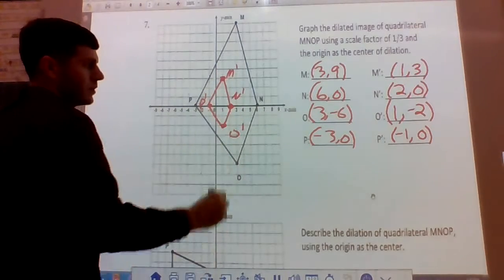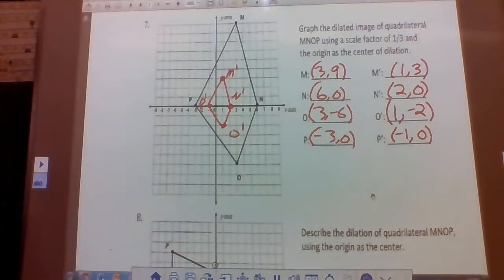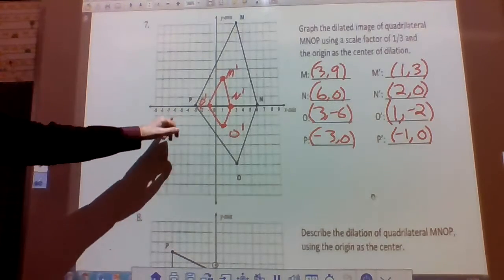So we can connect our points. And all those points are going to be 1/3 as far from the origin as they were in the original quadrilateral.